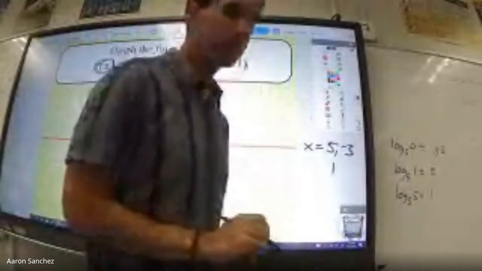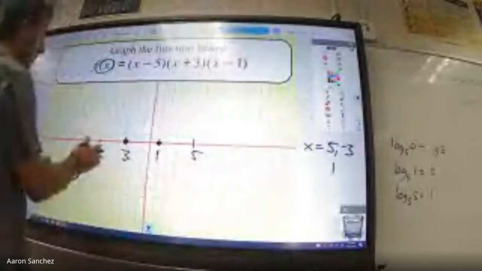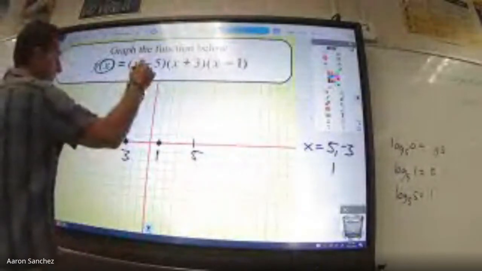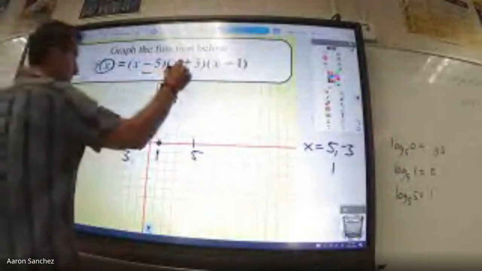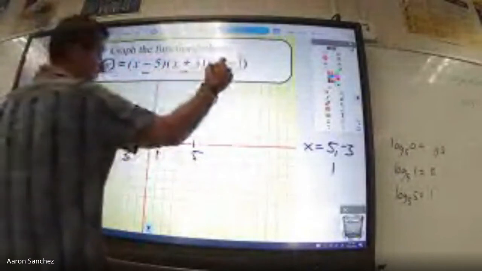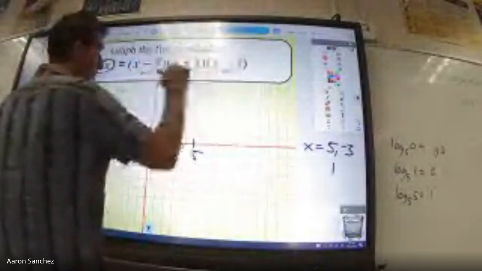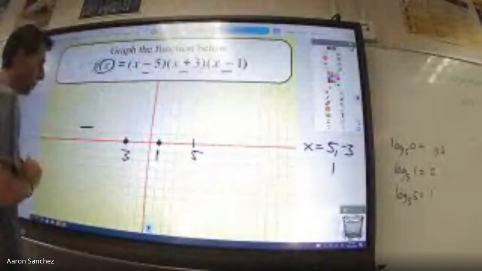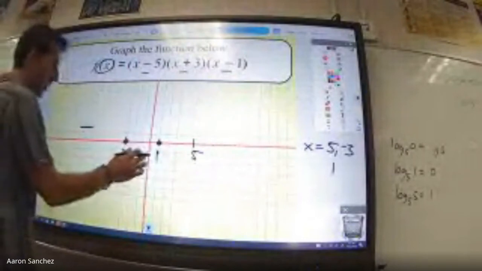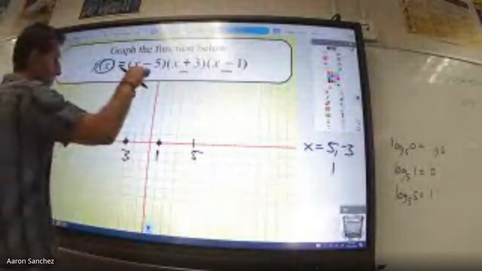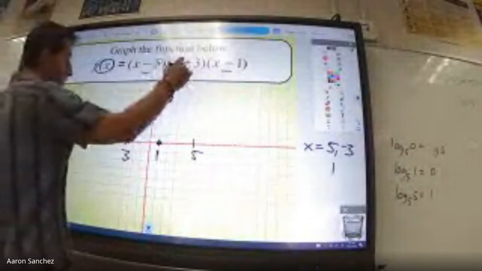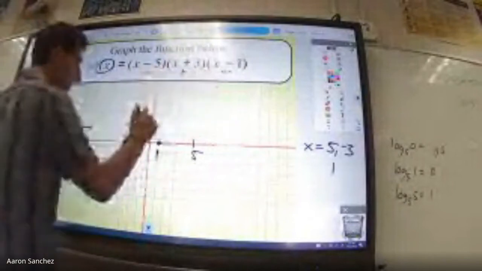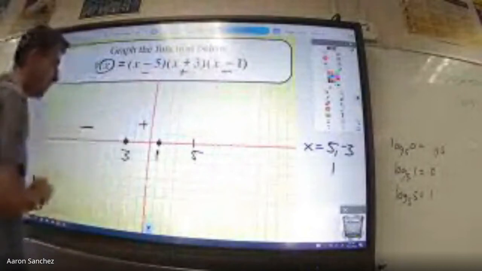Okay, so after negative 3, I got negative 4. Negative 4 minus 5 is negative. Negative 4 plus 3 is negative 1. Negative 4 minus 1 is negative 5. I got 1, 2, 3 negatives. It's odd, so that's going to be a negative there. Between negative 3 and 1 is 0. 0 minus 5 is negative 5. 0 plus 3 is positive 3. 0 minus 1 is negative 1. I got 2 negatives, so here's going to be a positive.